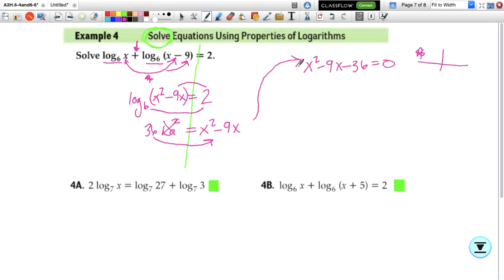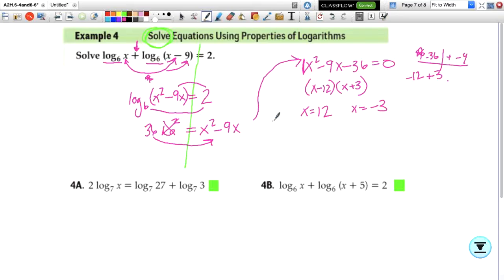So what multiplies to be a times c, so it multiplies to be negative 36, and adds to be negative 9. If it multiplies to be a negative, one's negative and one's positive. And if the sum is negative, the bigger number must be the negative number. So hopefully you're thinking negative 12 and positive 3. They add to be negative 9 and they multiply to be negative 36. Because we have a leading coefficient of 1, I end up with my factored form being x minus 12 and x plus 3. Which means my two answers are x equals 12 and x equals negative 3.